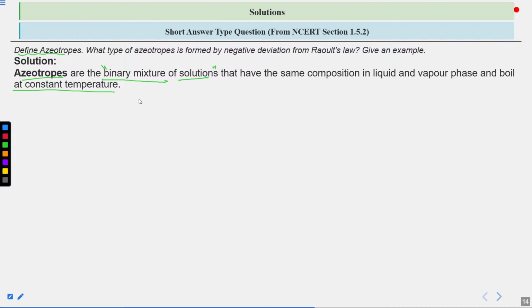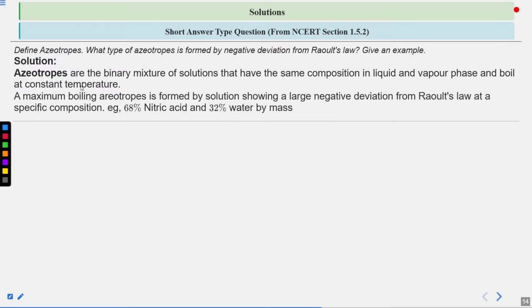Meanwhile, if you consider other solutions, the components present inside the mixture will generally have different boiling points. But in azeotropes, the boiling point of the components present in the mixture is the same. Both, or you can say more than two, boil at the same temperature. They have the same constant boiling temperature.